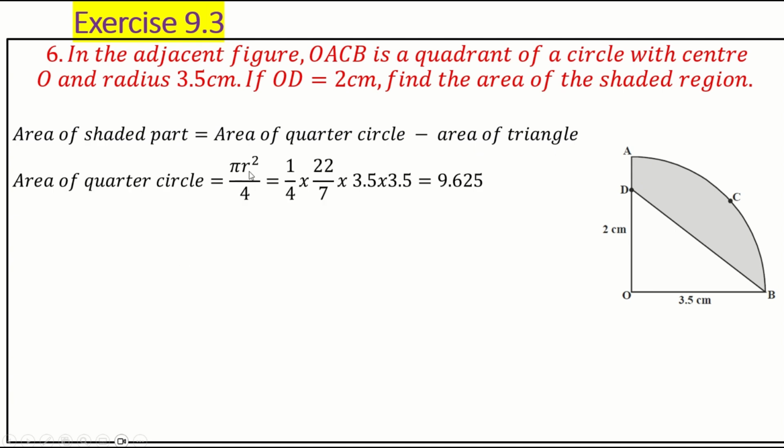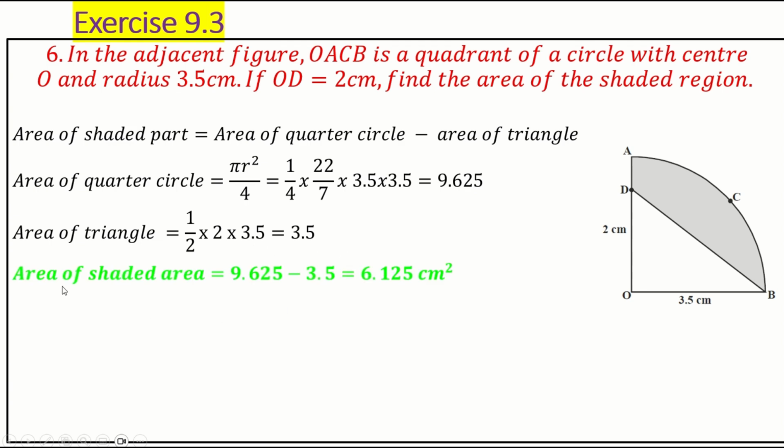Area of quarter circle is nothing but pi r square by 4, which is equal to 9.625. And area of the triangle is half into 2 into 3.5, which is 3.5. So area of shaded area is 9.625 minus 3.5, which is 6.125 centimeters square. Next.